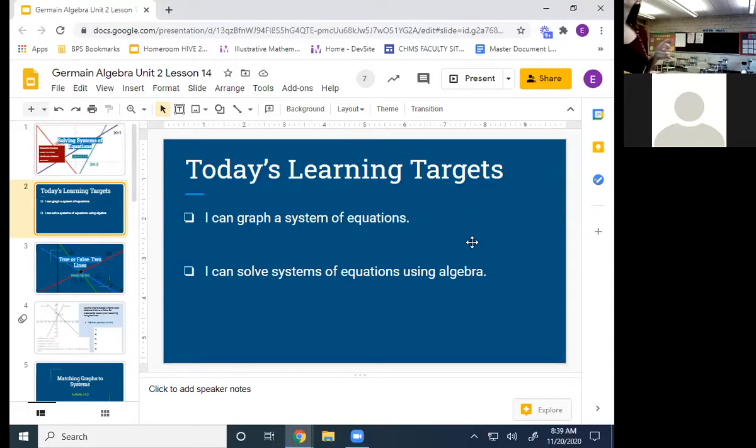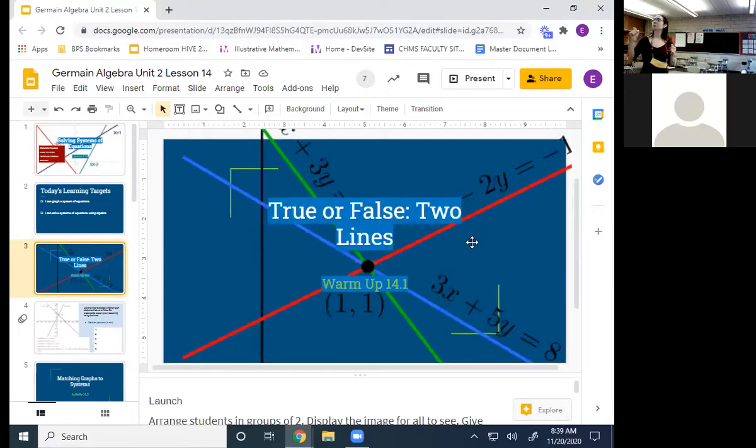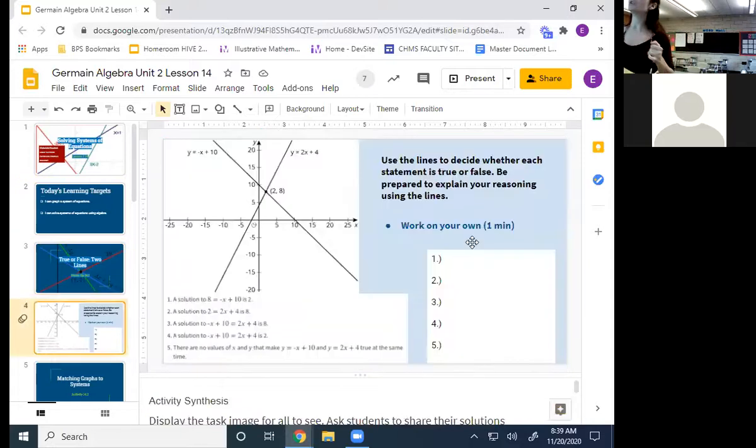So if we look at activity 14.1, true or false, 2 lines. In your textbook, it looks like this, okay? And it says, use the lines to decide whether each statement is true or false. Be prepared to explain your reasoning using the lines.